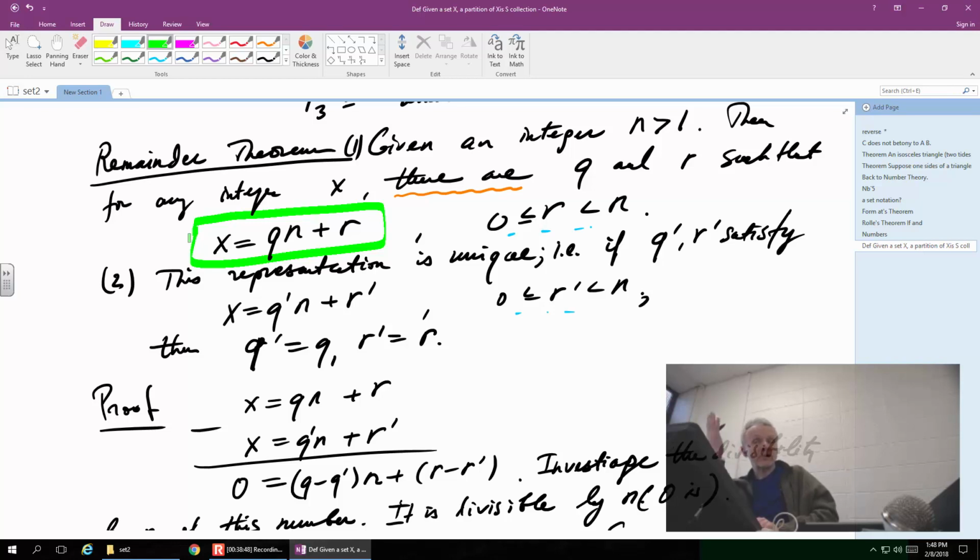So for example, when n is equal to 2, the only two values for r are 0 and 1. And that takes care of all possible integers in the universe. Okay, so we'll just resume next time.